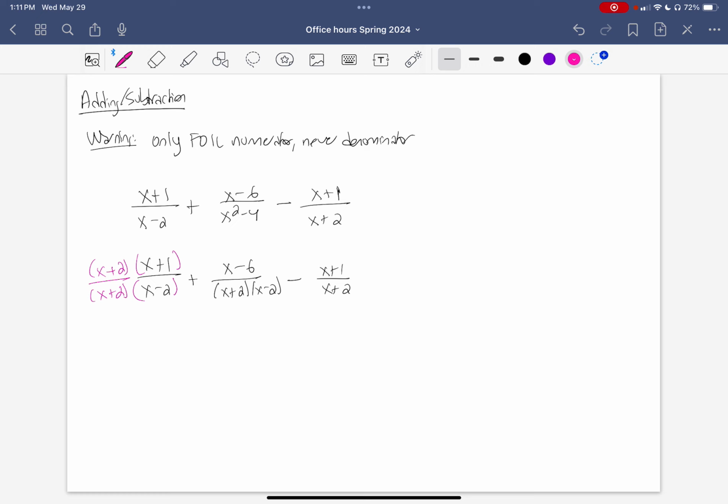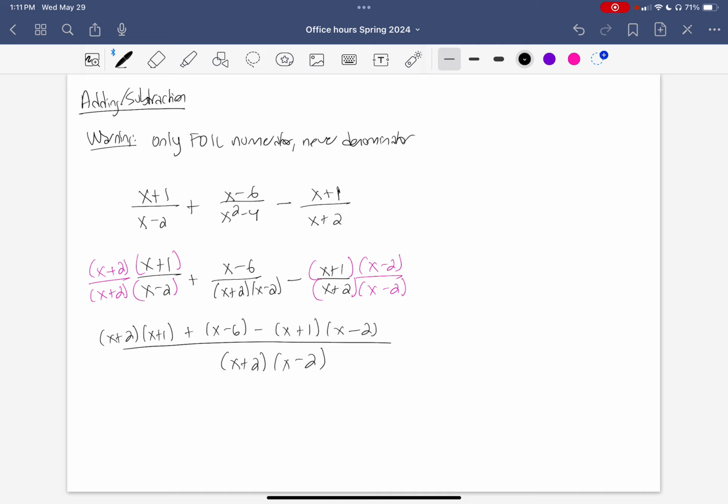Notice I put parentheses around all factors. My third fraction needs the x minus 2 on top and bottom. And my middle fraction already has them both, so it can be left alone. So now they have a common denominator of (x plus 2)(x minus 2), which will be left alone until possibly the very last step. On top, I have a much more complicated situation.